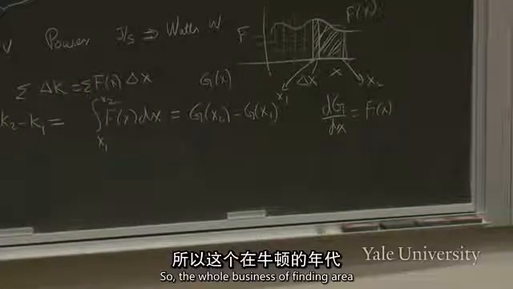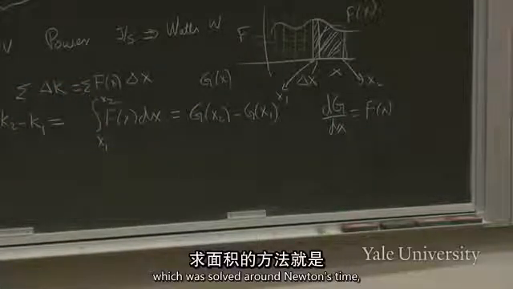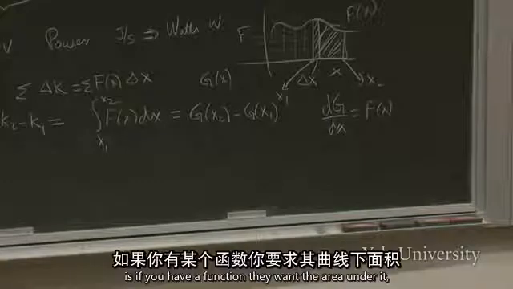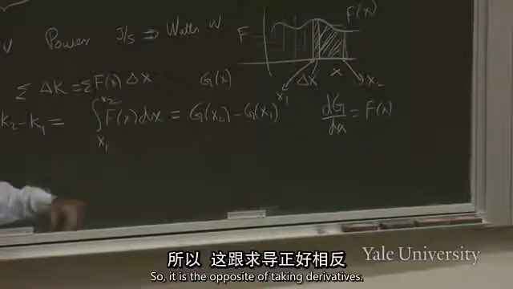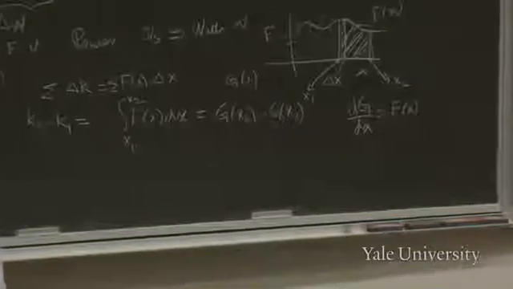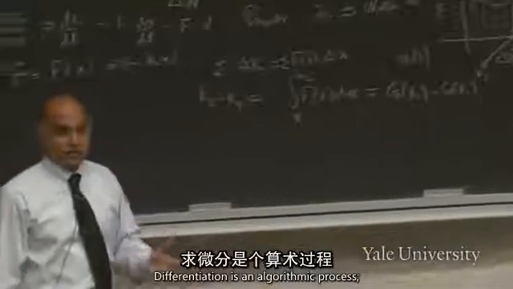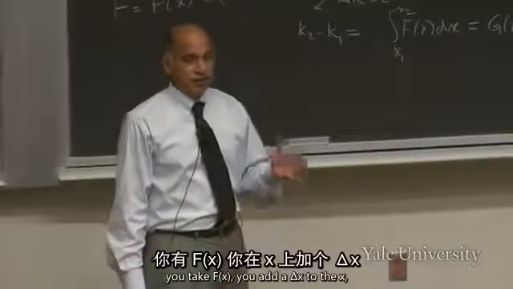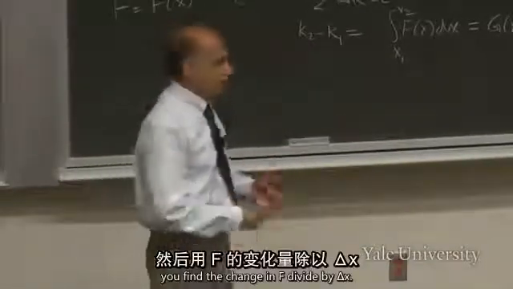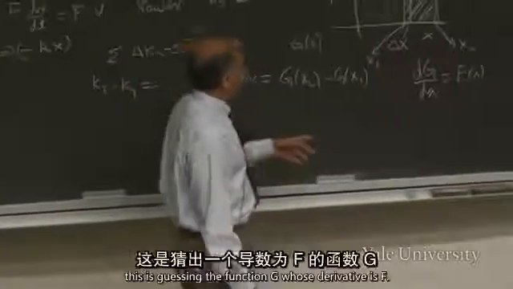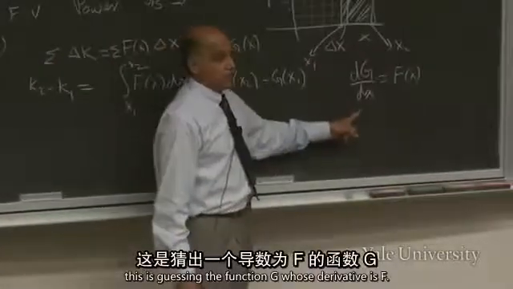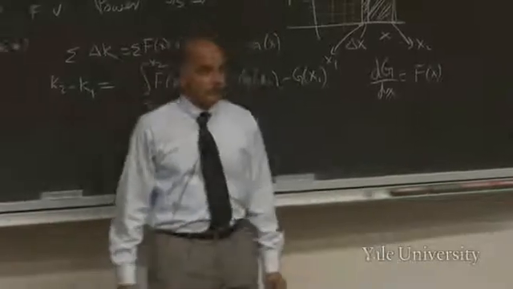So the whole business of finding area, which was solved around Newton's time, is this: if you have a function and want the area under it, you think of a function whose derivative is the given function. So this is the opposite of taking derivatives. Differentiation is an algorithmic process. You take f of x, add a delta x to the x, find the change in f, divide by delta x. Given any function, you can do that. This is the opposite. This is guessing the function g whose derivative is f.